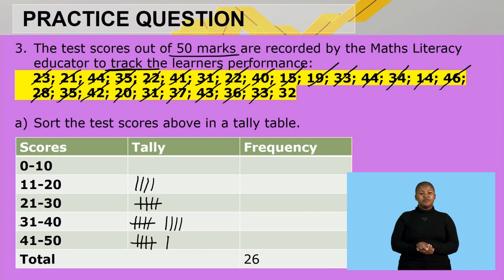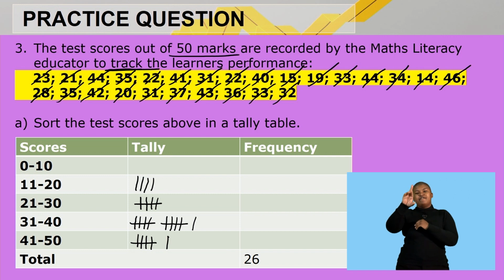33, again between 31 and 40, so this will be 10. Then the last learner got 32. So 32 will be between 31 and 40 as well. So here we are. Looking at our results, every mark has been recorded because we have scratched it out and immediately recorded on a tally. Now let us fill the frequency column.